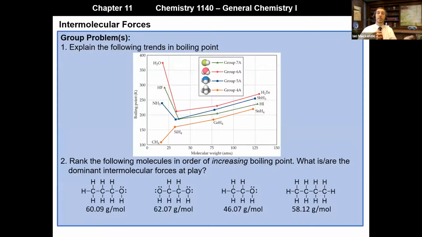So let's go through a couple of examples here. How do we apply this? So we've got two problems. First, we have this sort of strange trend here down the different groups. So what's going on in these four different colored traces? So in red, what we are looking at is hydrogen attached to an atom in that group 6A or group 16. So that would be oxygen, sulfur, selenium, and tellurium.